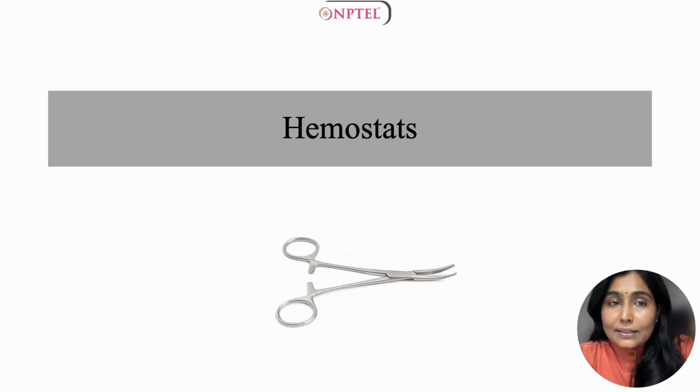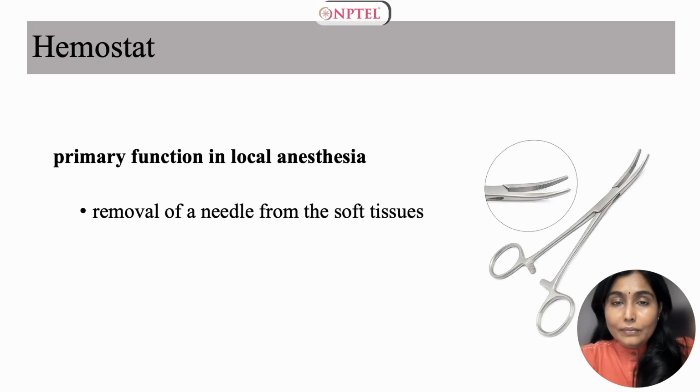The next on the list are metallic instruments like pliers called the hemostats. These are used to clamp blood vessels and control bleeding. These are also called hemostatic clamps or arterial forceps.